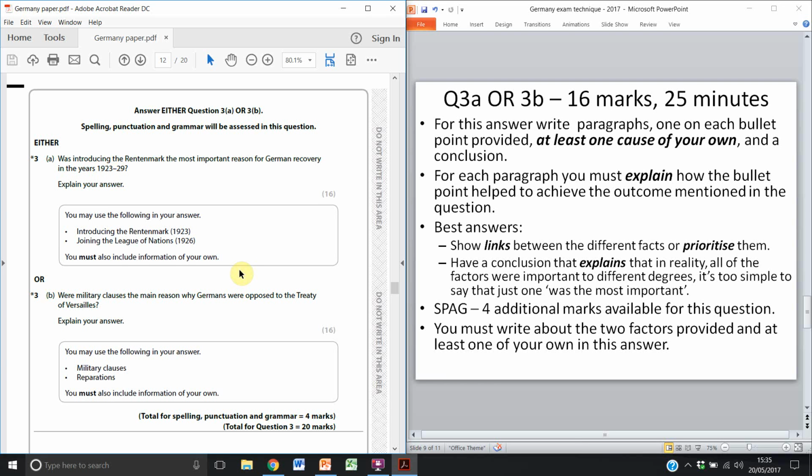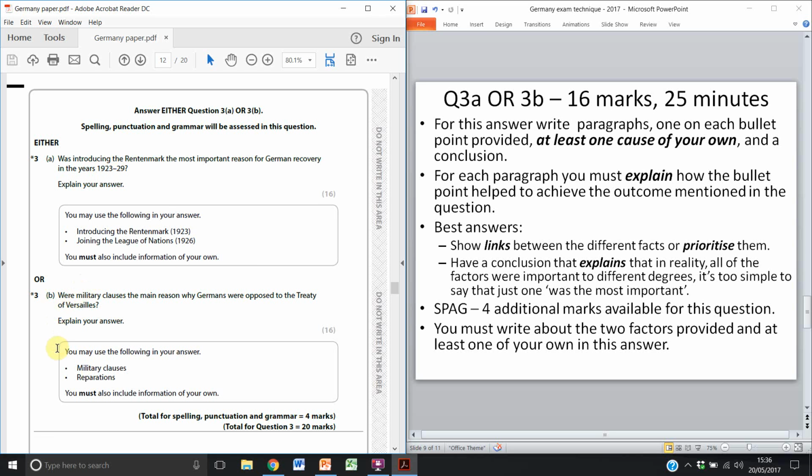You could talk about the Dawes Plan. You could talk about the Young Plan, which were both reasons for German economic recovery, very closely linked with reparations. You could talk about the Kellogg-Briand Pact. You could talk about the Locarno Pact, which were both agreements that helped Germany recover its international reputation. So there's plenty of things that you could talk about there.